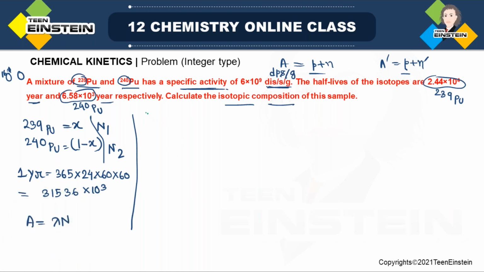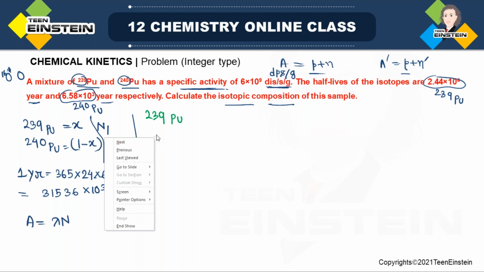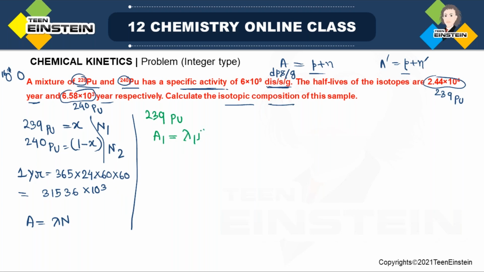Next, the calculation for 239 Pu. The equation that we are using is A1, that is activity, equals lambda 1, the decay constant, into N1. N1 is the number of nuclei. Now here we have considered the amount of 239 Pu as X gram and 240 Pu as 1 minus X.